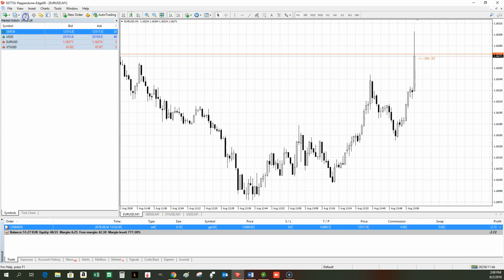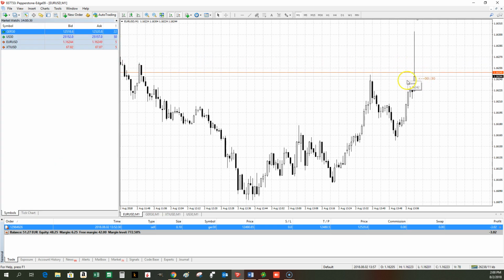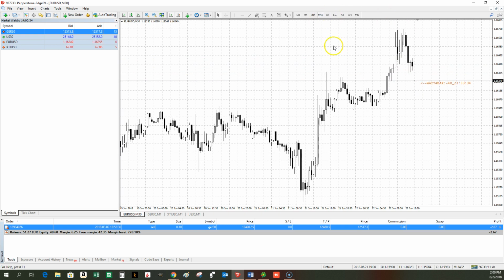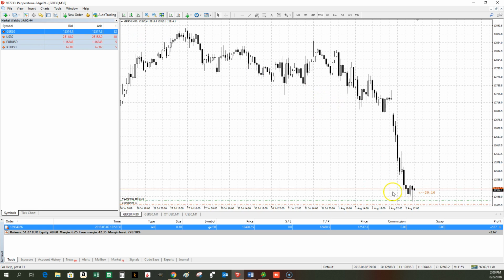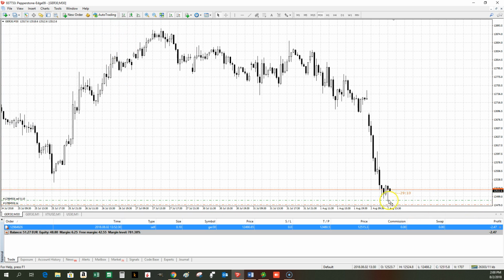Let's check what's going on. Oh, look at what's going on with the euro dollar. It's getting crazy. It's going up. The euro dollar is going up. Let's go and check. You see the 30 minutes of the DAX? The 30 minutes of the DAX is going down right now.